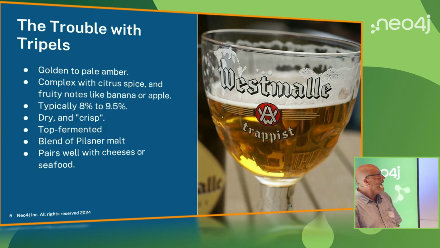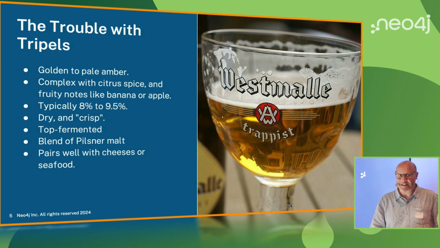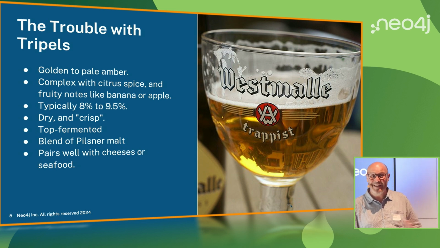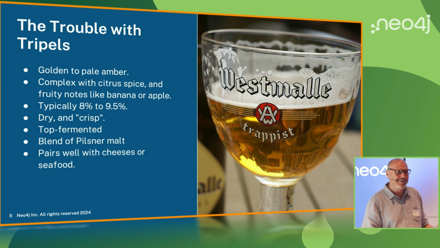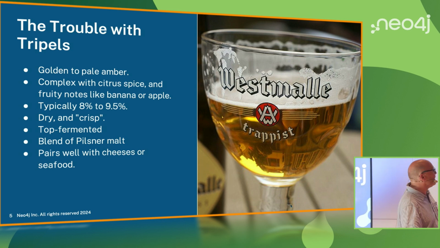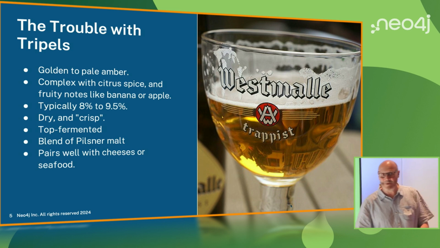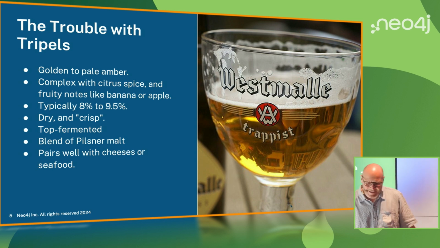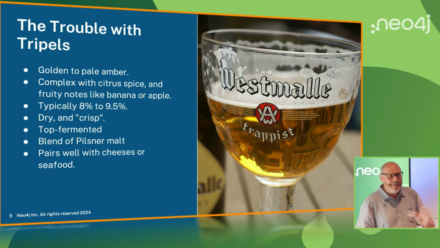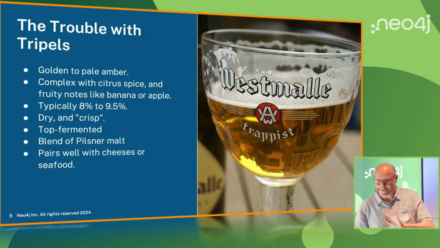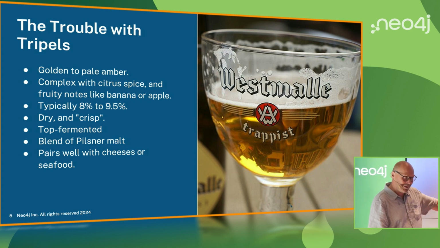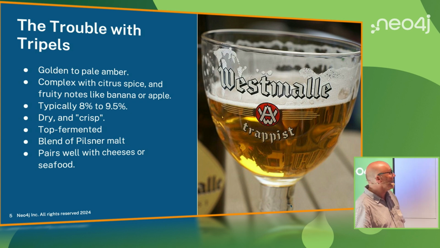Okay. We're also not talking about Belgian triples either. They're another thing that can cause problems. But you can see, they're top fermented, and they pair well with cheese and seafood. But we've probably all had enough of those over our time anyway. So just to be clear, we're ruling those out as well.